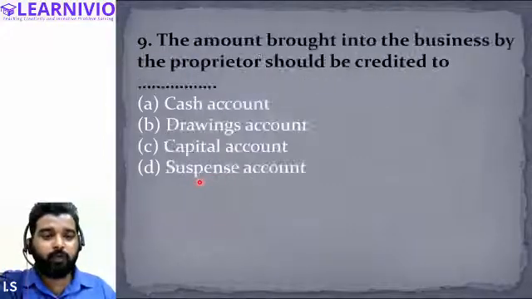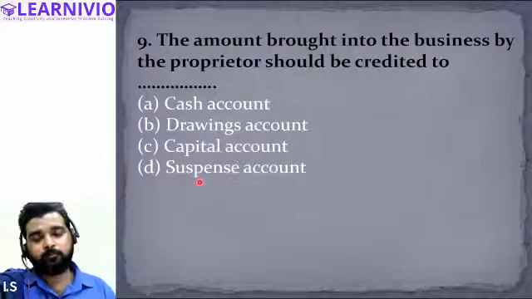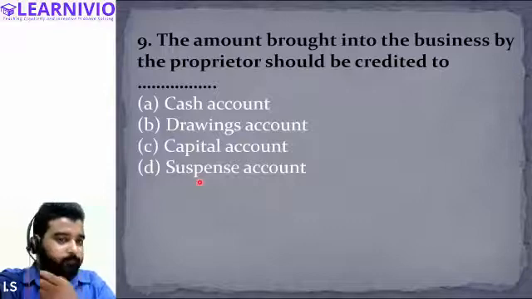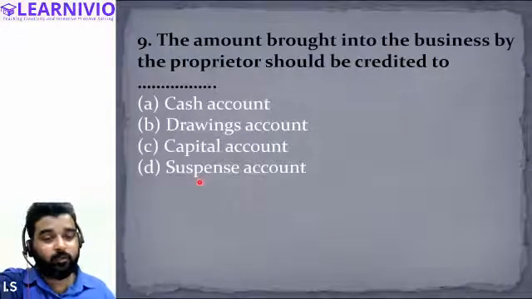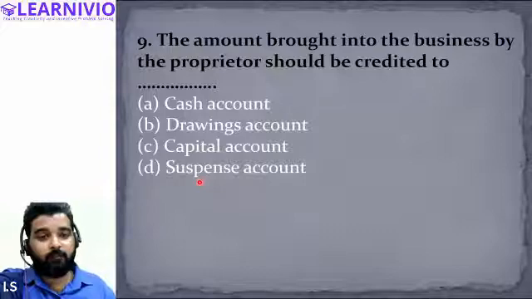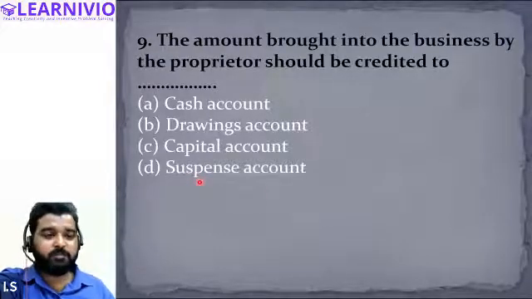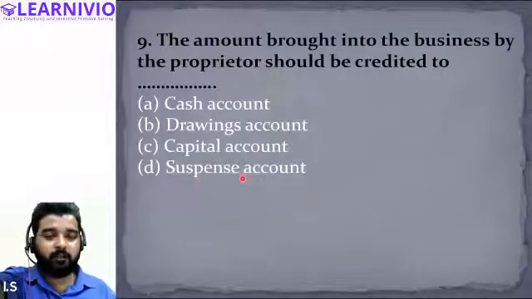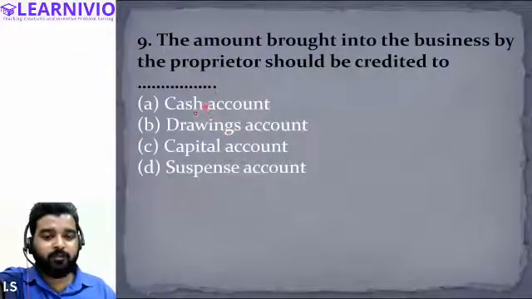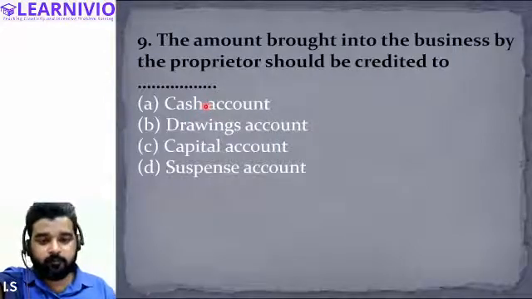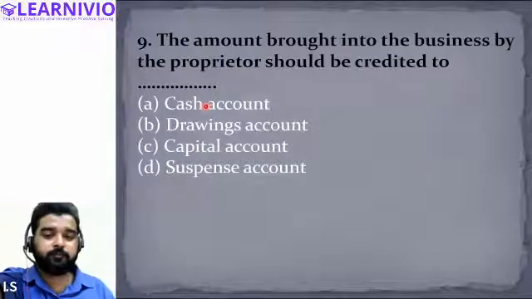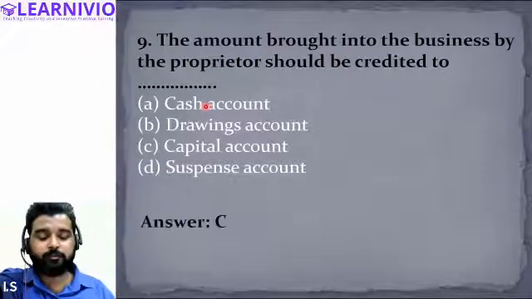ninth, the amount brought into the business by the proprietor should be credited to which account? The amount that is brought into the business by cash, the cash account will be debited. No, I am asking which account will be credited. See, it is Capital. Because the owner is bringing in capital, if the cash account is being debited, the capital account will be credited. Simple. All right. So option C will be the correct option.